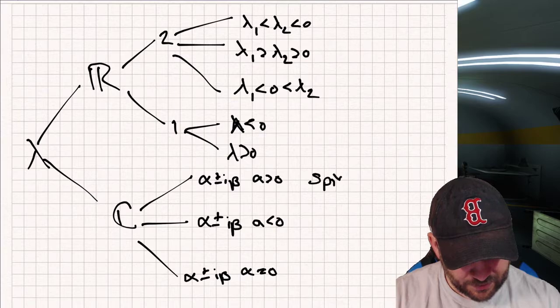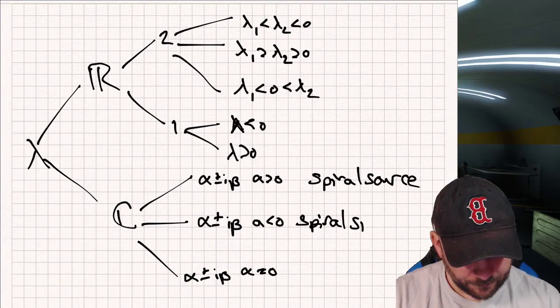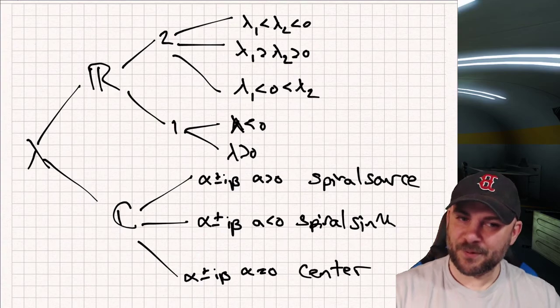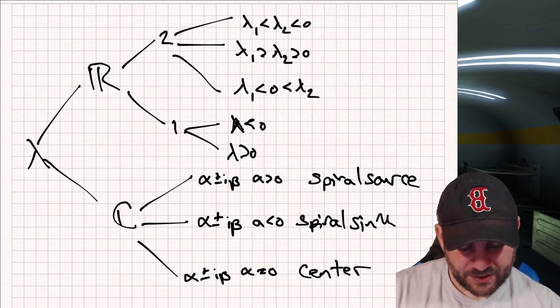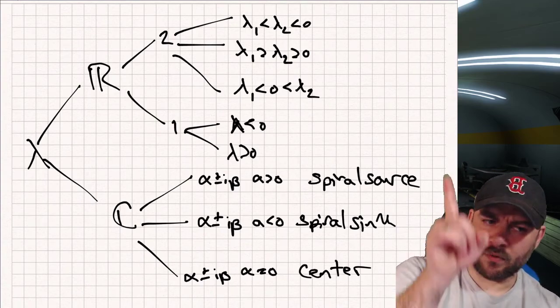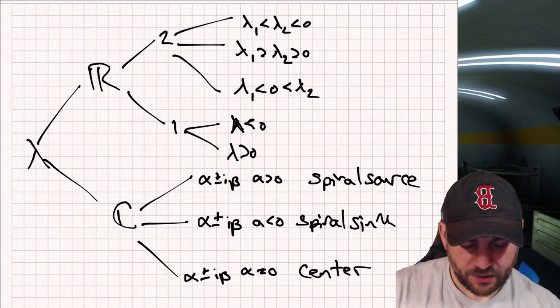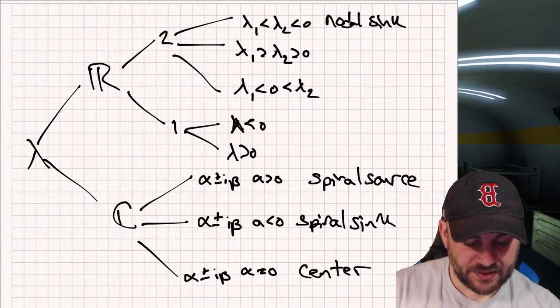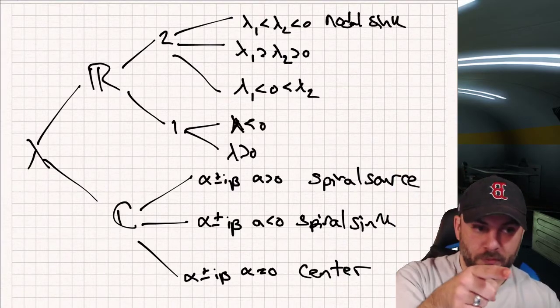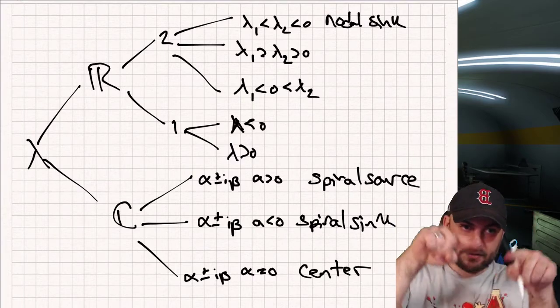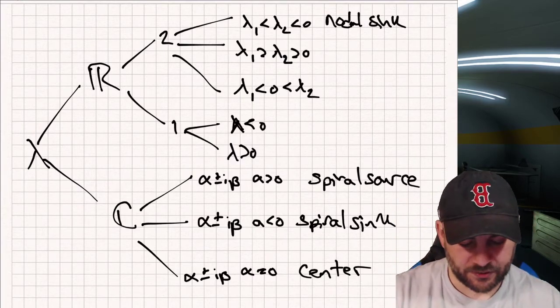So here we had a spiral source. Here we had a spiral sink. Here we had a center. Okay, cool. This one right here, the one all the way on top, where both of my real eigenvalues were negative, we call this a nodal sink. It didn't spin around, it just went there. And we either had the u like this or the u like that, depending on their relative magnitudes.